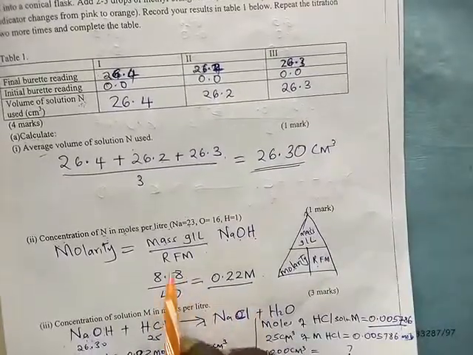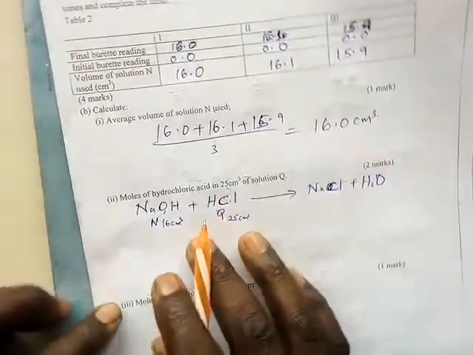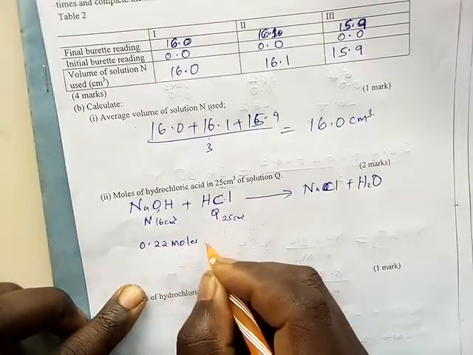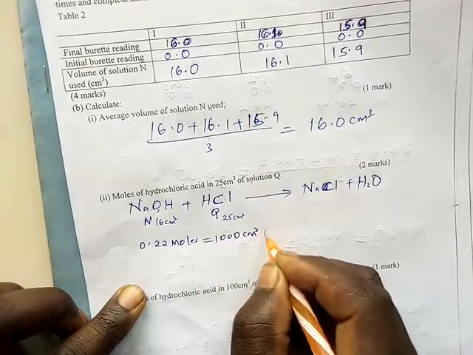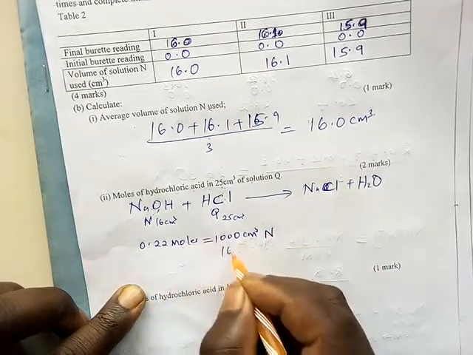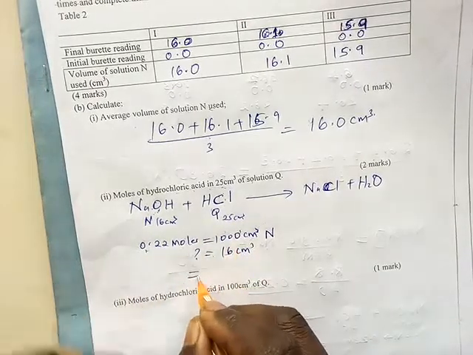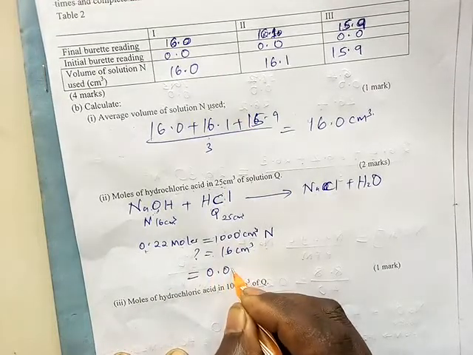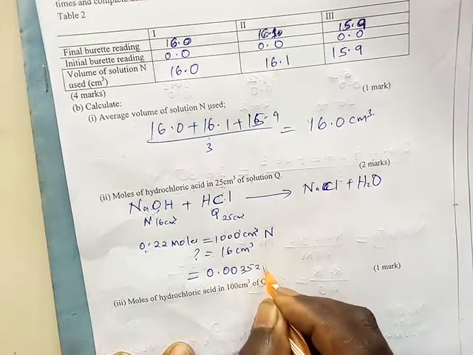The concentration here is here. So 1 liter contains 0.22 M of sodium hydroxide. So you can say here that 0.22 is the number of moles in 1000 centimeters cube solution N. What about 16 centimeters cube? So this times C times this, this one will give you 0.00352 moles.